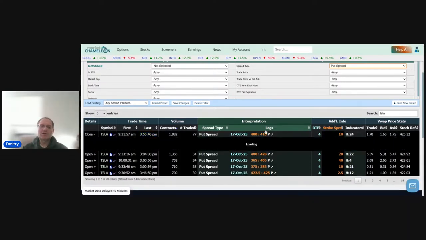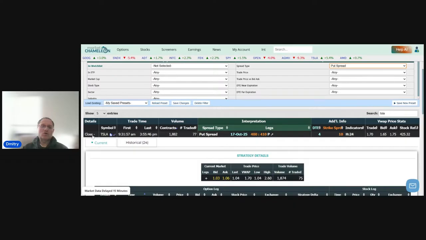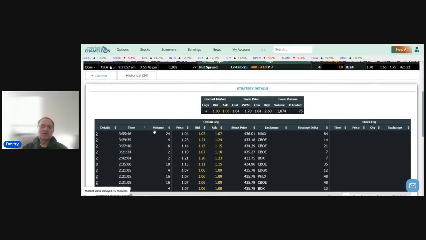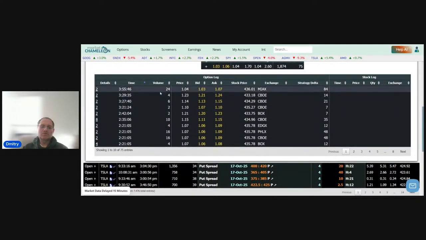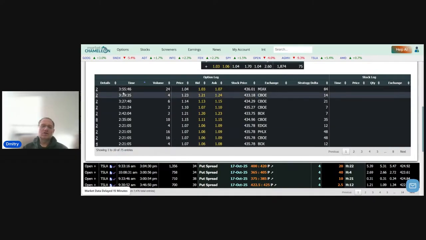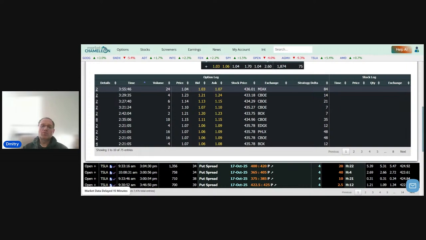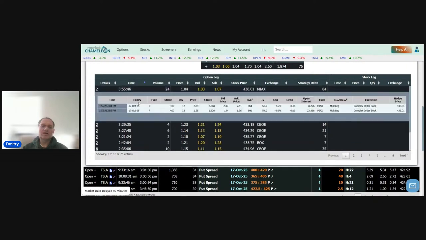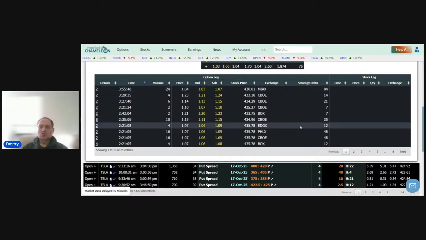If we click that open, it's going to load it up. And here are all the different trades. You can see 75 of them. We could tab through, right? And if you wanted to just open one up, let's say here, you click on that and it gives you the details of those legs, and the prices.